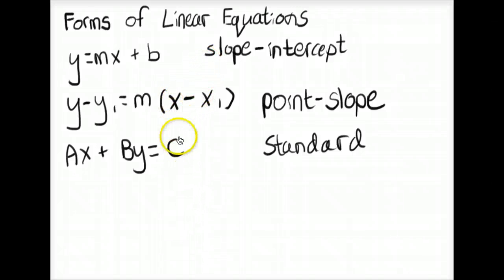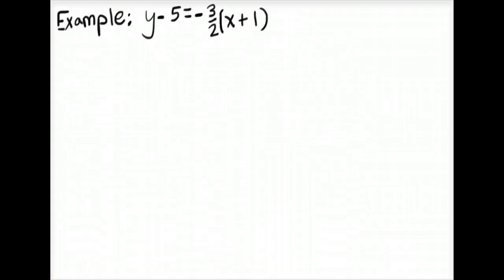A third form of the linear equation is standard form, which is ax plus by equals c. This is where you move both variables to the same side of the equation and then you eliminate all fractions, so you get integer coefficients for a, b, and c. For this example, we're going to have the equation y minus 5 equals negative 3 halves times x plus 1. We want to first plot the graph, then transform it into slope-intercept form, and then finally transform it into standard form, ax plus by equals c, where a, b, and c are integer coefficients.